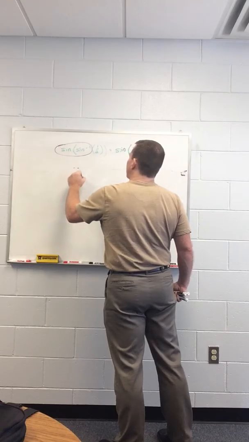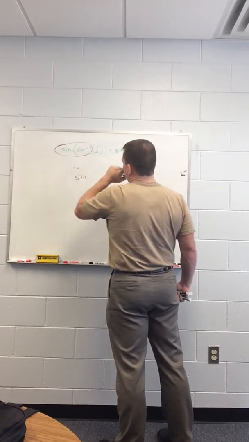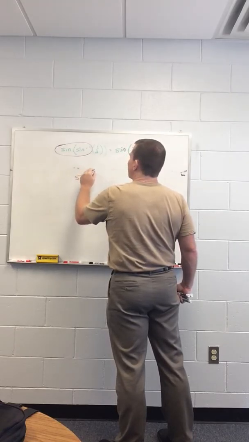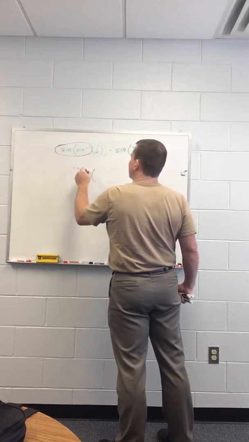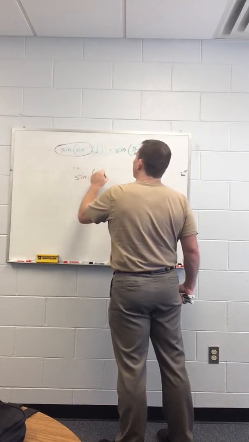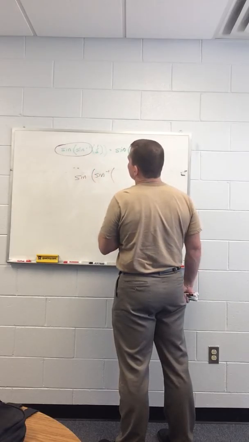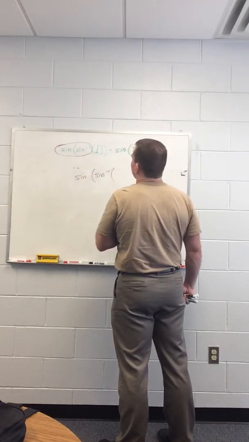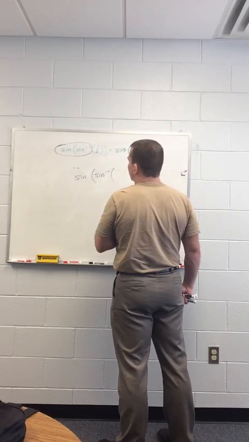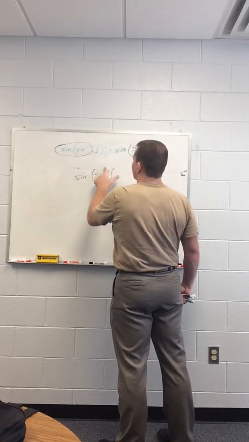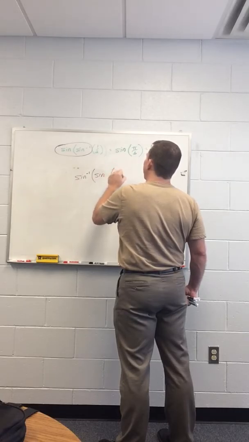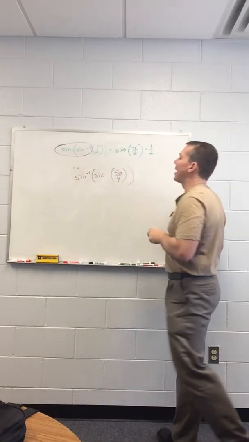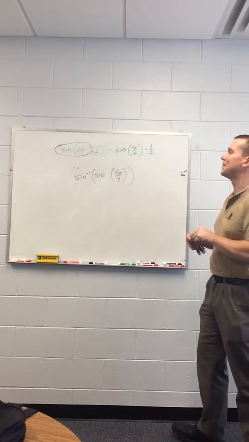As an example, we'll do it this way first. Sine of sine inverse of sine of 5 pi over 4. We'll do it that way to make it easy. We won't make anything crazy now.